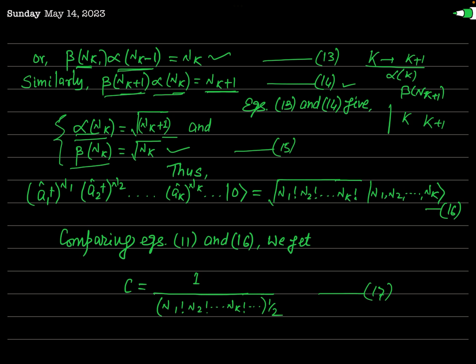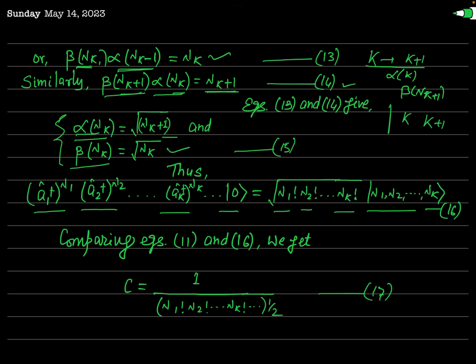And therefore we can write this result, that a1 dagger to the power n1 times a2 dagger to the power n2, so on, ak dagger to the power nk, ket 0, will be equal to the square root of n1 factorial times n2 factorial times nk factorial, and ket of n1, n2, so on nk, okay?